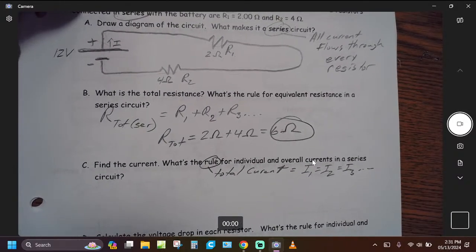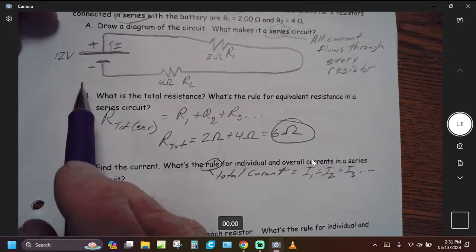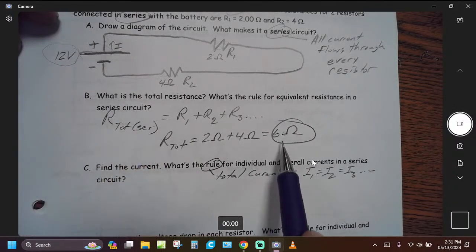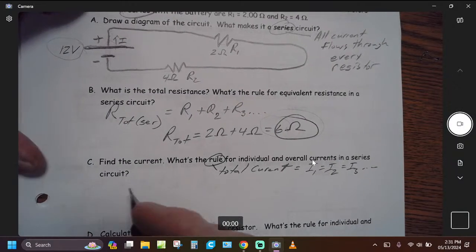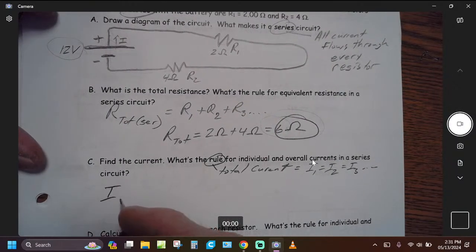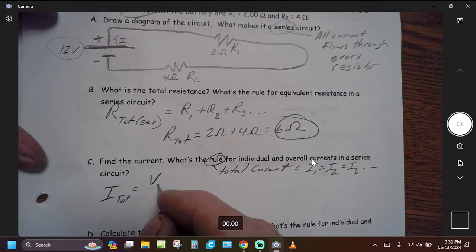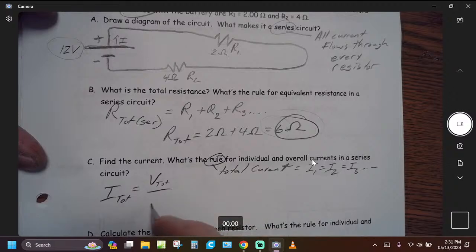But how do I get the total current? I know the total voltage. I know the total resistance. Yes, I've got my special tool, Ohm's law. So current equals, I'm going to write total, equals the total voltage over the total resistance.